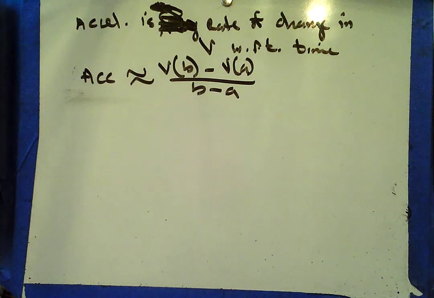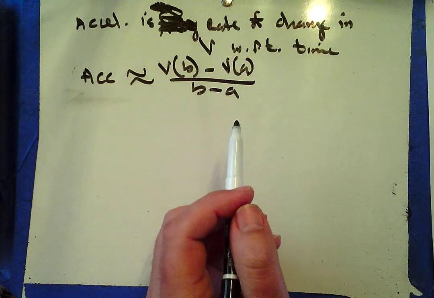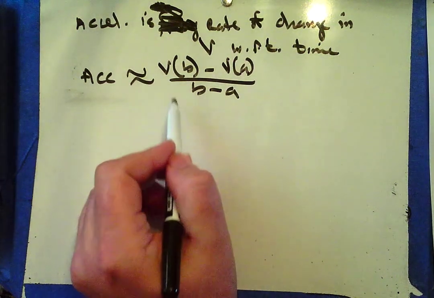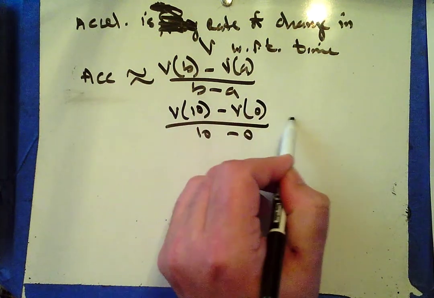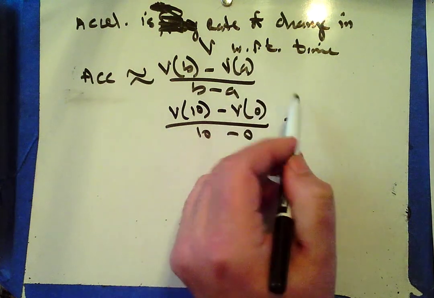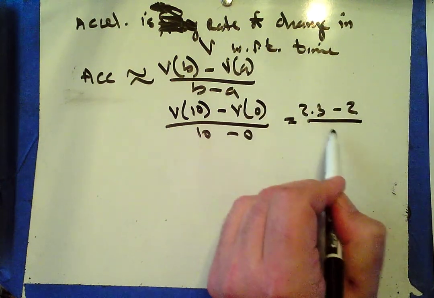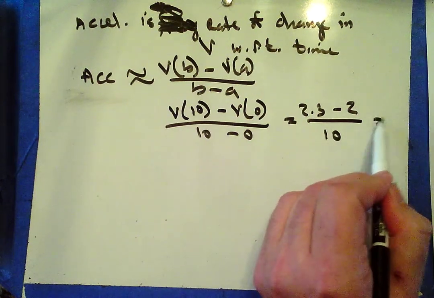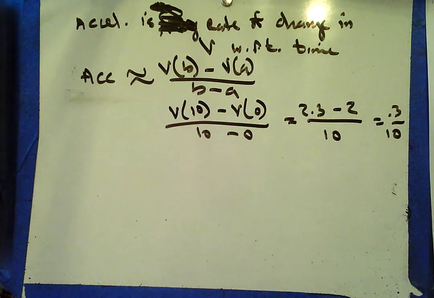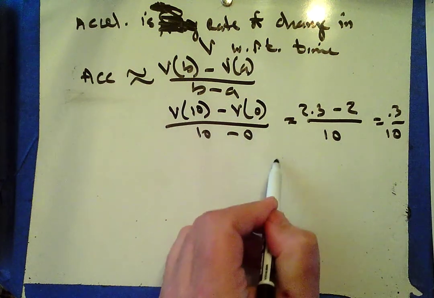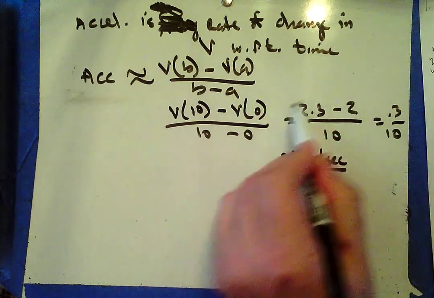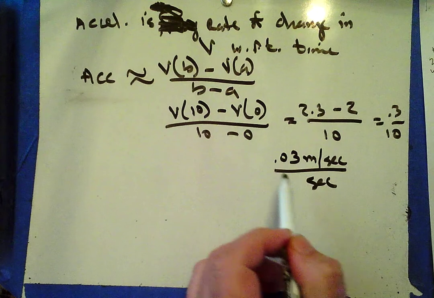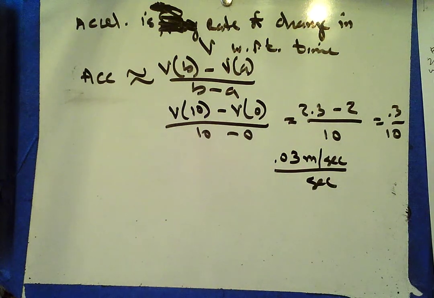So what do I get when I do this at 5? Well, I'm going to say v of 10 minus v of 0 over 10 minus 0, and say that's 2.3 minus 2 over 10, or 0.3 over 10. And I need some units, which I guess is 0.03 meters per second on top. That's what these are, and these are seconds on the bottom. So 0.03 meters per second is what we're looking at there. Okay.